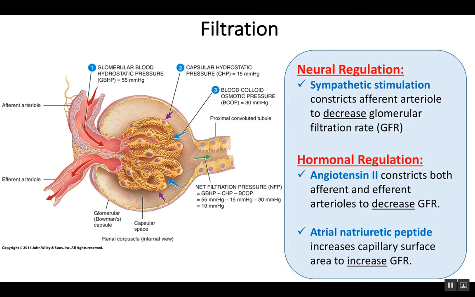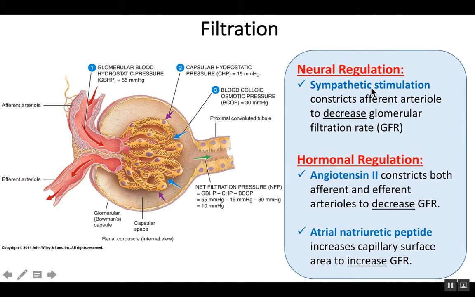One way is using the nervous system. And the nervous system regulation revolves around this guy right here, this arteriole. Notice it shows nerve innervation. The idea here is if we need to decrease filtration, we vasoconstrict the afferent arteriole. Because if less blood enters the glomerulus, less filtrate gets produced. That's a good rule of kidney function. Less blood going into a kidney, less filtration, less urine production.